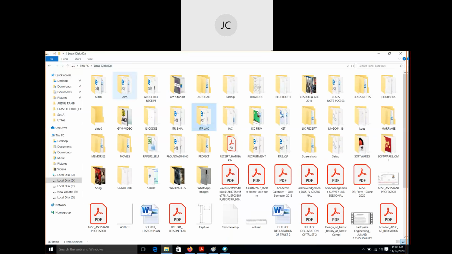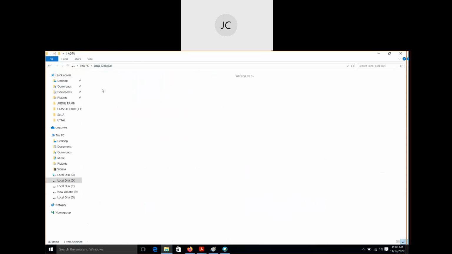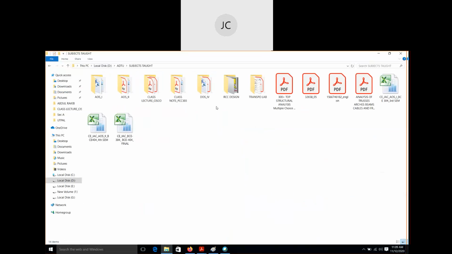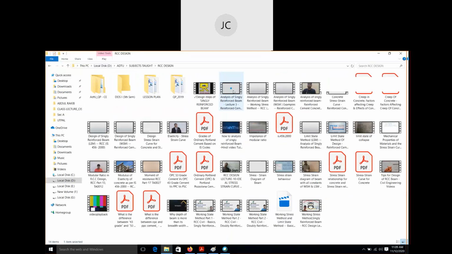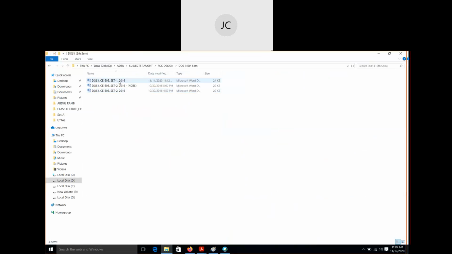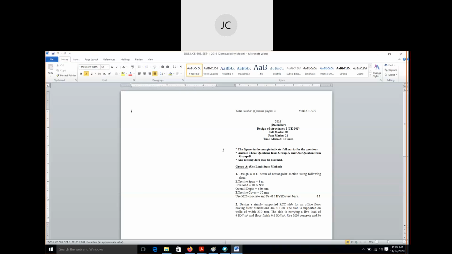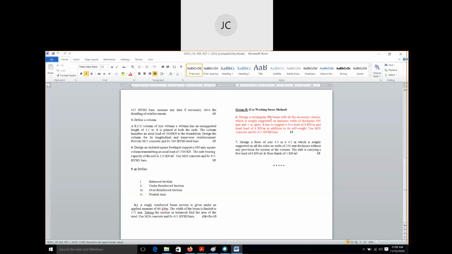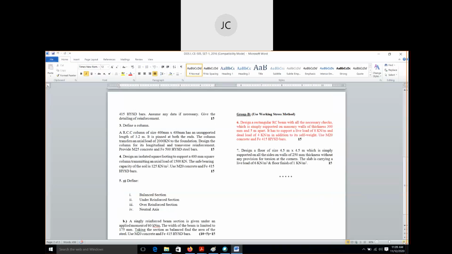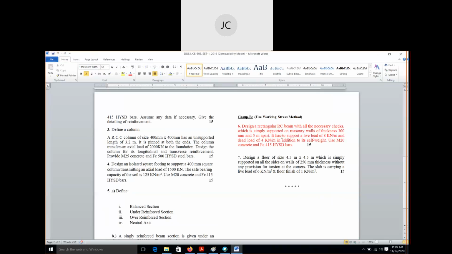This question was asked in 2016. You have to solve it by the limit state method, not the working stress method. In 2016, this question was asked for the working stress method. Now I am giving you this question, and all of you must solve it by the limit state method.